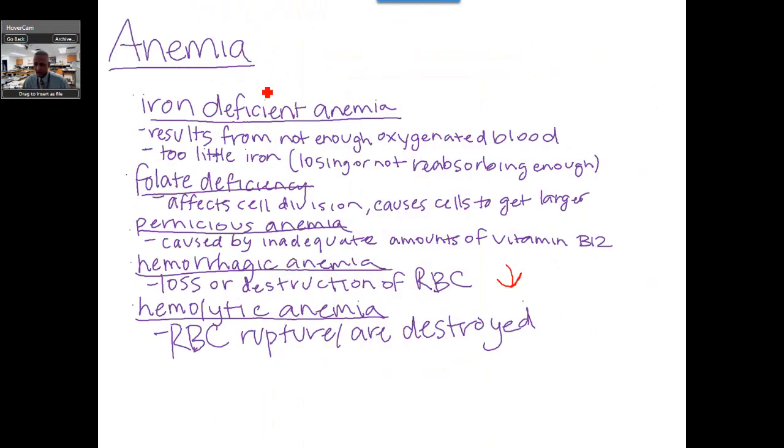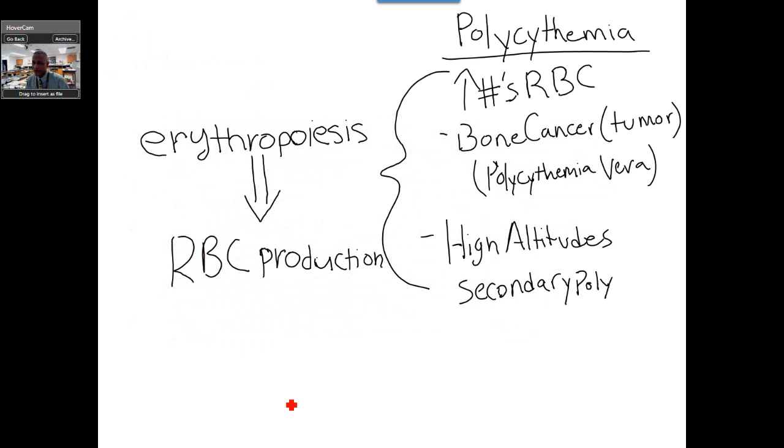All right, and then this is hemolytic. That's like a hemolytic disease. Like Ebola is a hemolytic anemia in essence. Basically, the red blood cells are ruptured. They're destroyed. It's hemolysis. Lytic means lysis. So here's the other side of this.